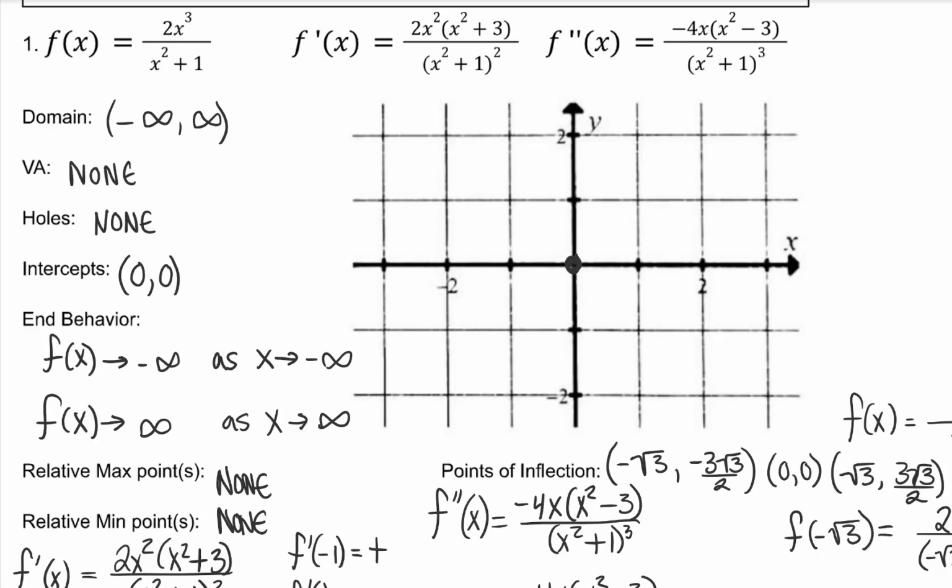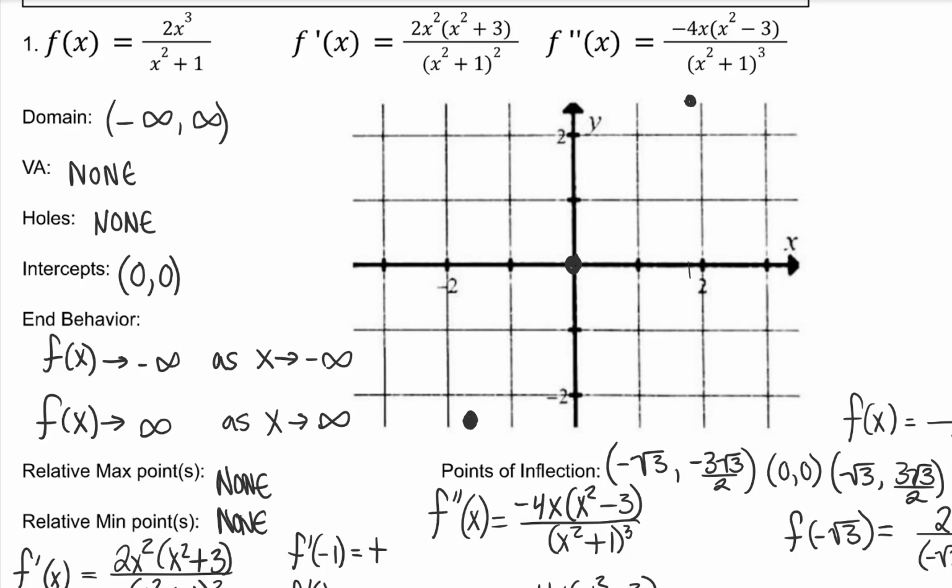Let's graph. We have a point of inflection at (negative root 3, negative 3 root 3 over 2). Negative root 3 is approximately negative 1.7, and then negative 3 root 3 over 2 is about negative 2.6.